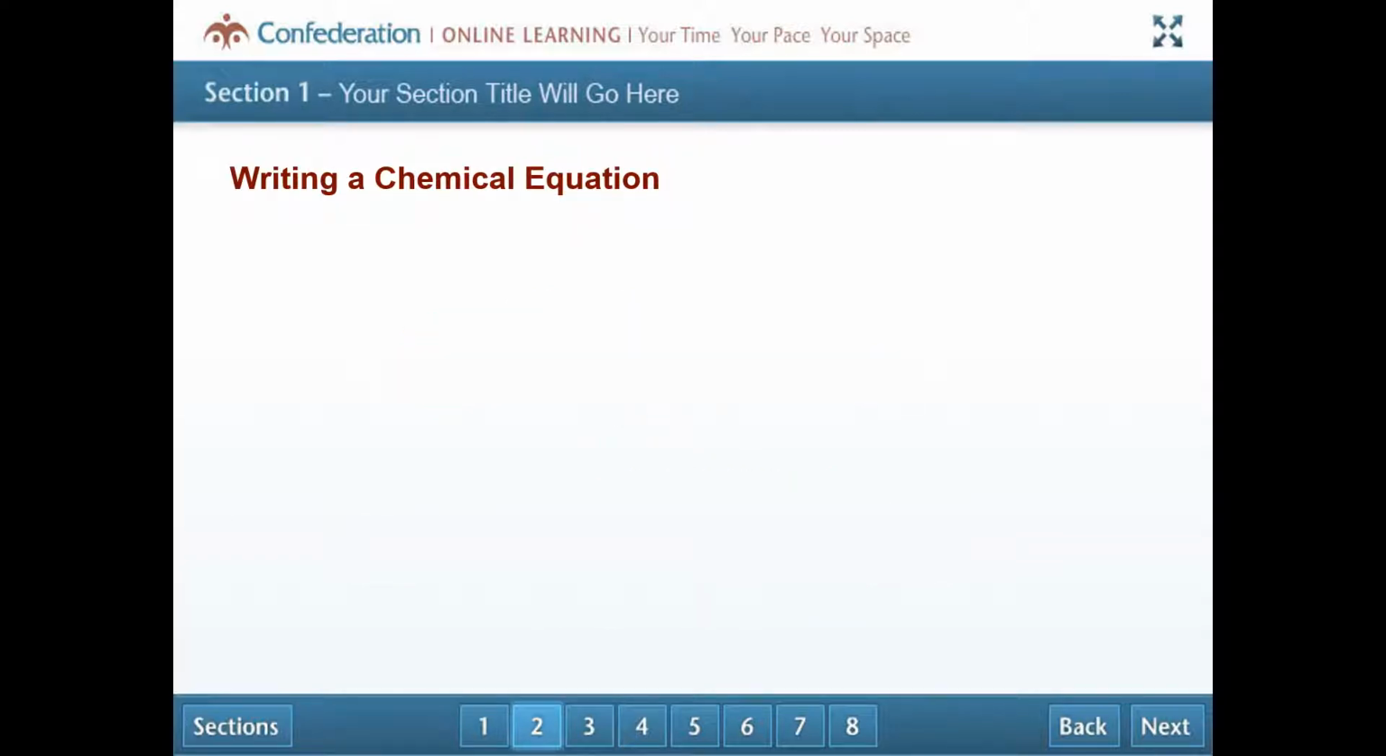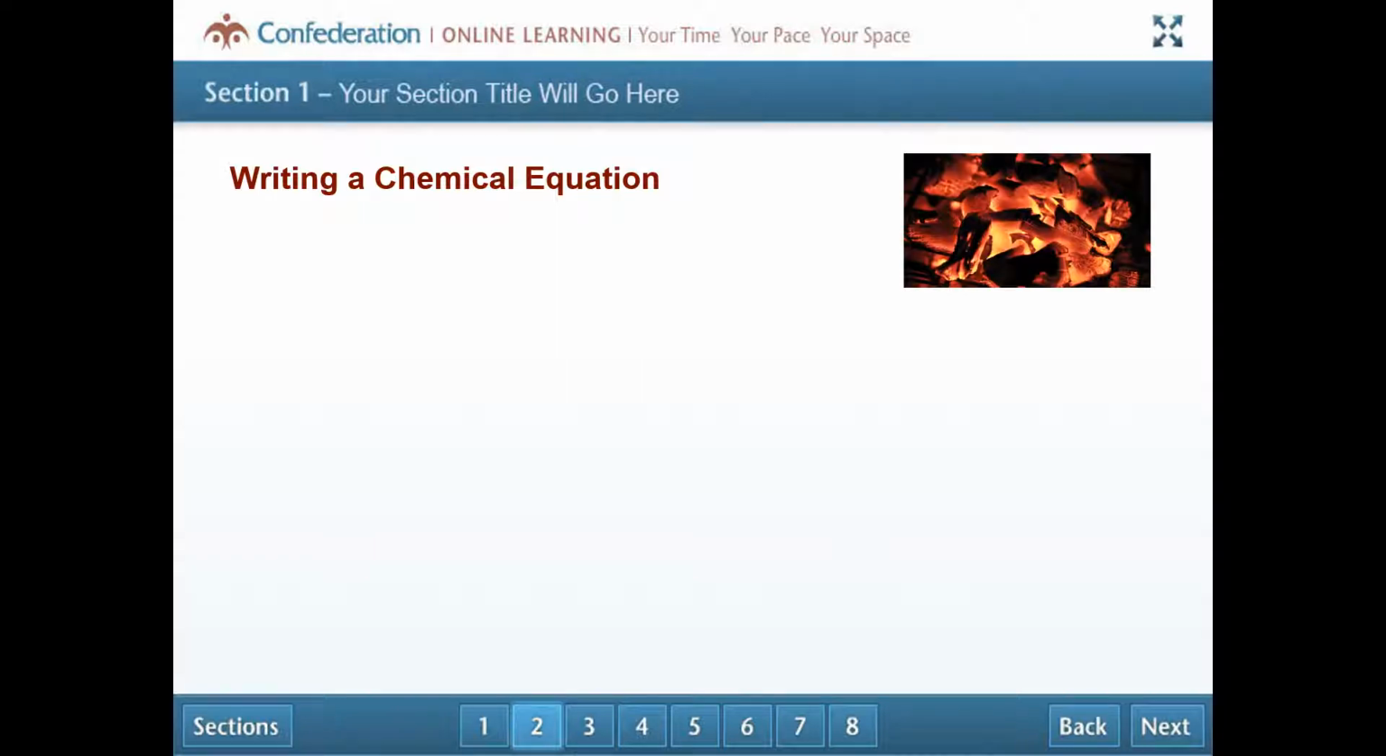So that's what's happening with the molecules. As chemists, we need to be able to talk about what is happening. And so what we do is we write chemical equations, and these equations are a way for us to represent what's happening in a reaction.